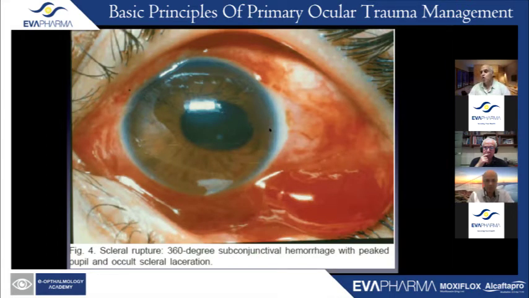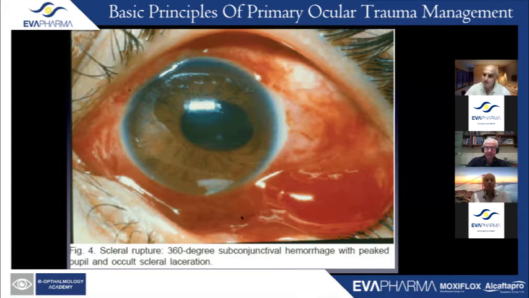You can have an open globe scleral wound, like here, for example. If you have a blunt trauma, a severe blunt trauma by a fist, for example, in a fight, you can have this extensive subconjunctival hemorrhage, but you have to think that there is a possibility of a scleral rupture, which means it's an open globe injury, and you have clues to it. You have to look at the anterior chamber depth. You can see the pupil is shifted here.